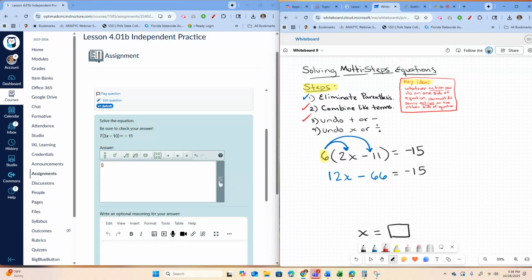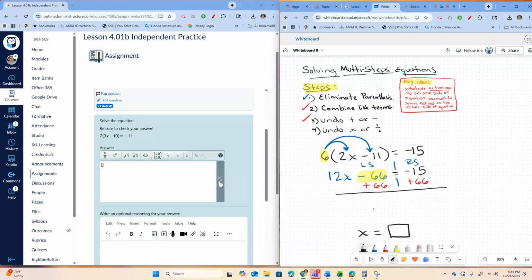Step number 3, we're going to undo any addition or subtraction. Look at this 66. It's subtracting. So what is the opposite of subtracting 66? Oh, we're going to add 66. Whatever you do on one side, and remember the equal sign splits the problem into left side and right side, I wrote plus 66 on the left side. I'm going to write plus 66 on the right side.